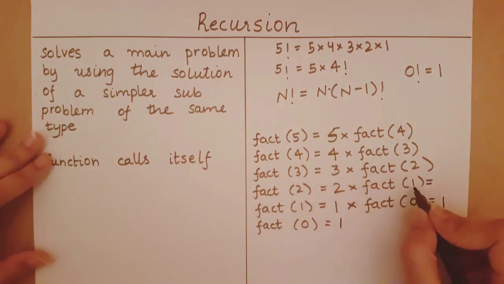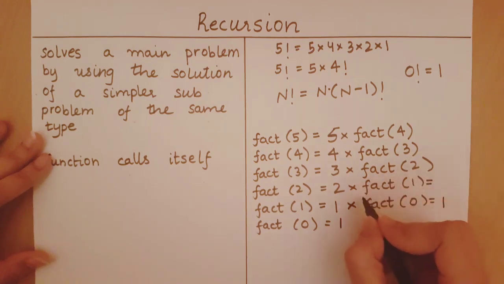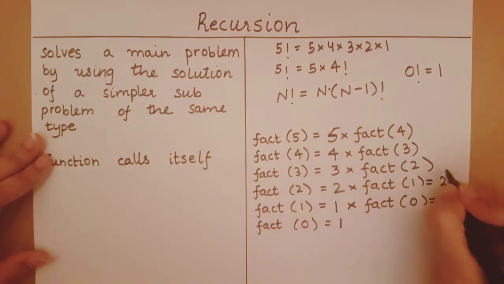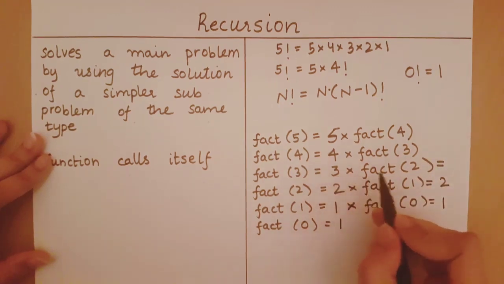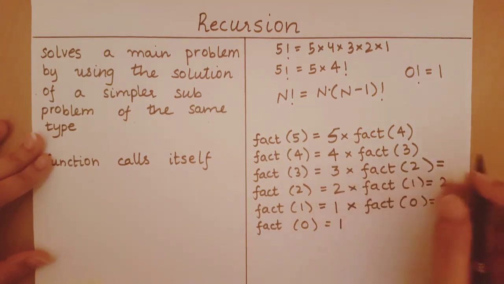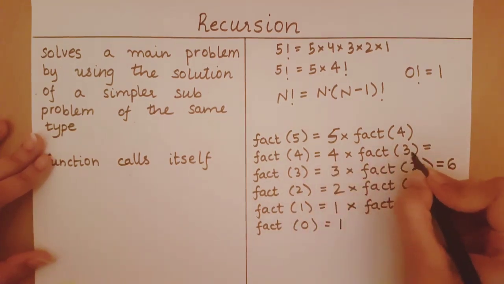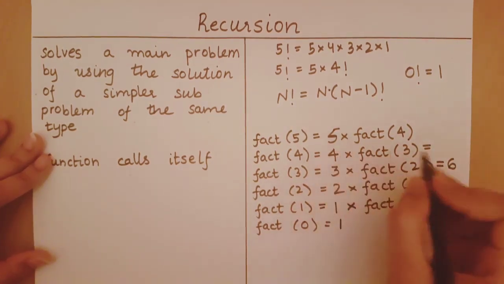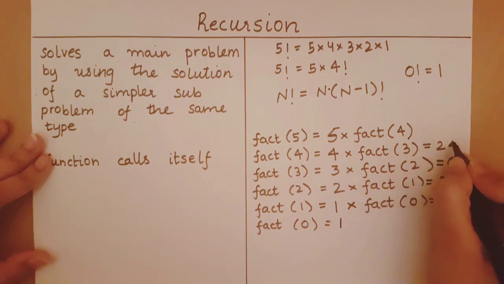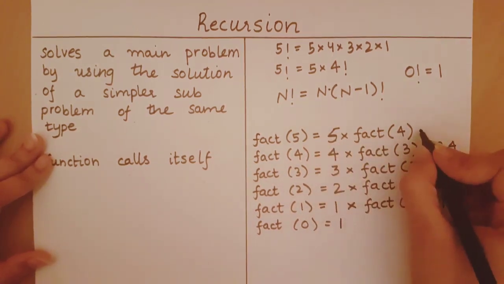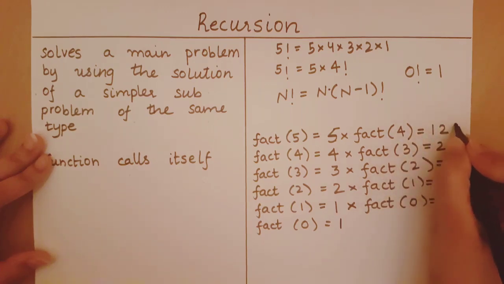So 2 into factorial of 1. I've just now found out that factorial of 1 is 1. So 2 into 1 is 2. Similarly, 3 into factorial of 2, which is 2, which will give me 6. 4 into factorial of 3, which is equal to 6. So 4 into 6 is equal to 24. And finally, 5 into factorial of 4, or 5 into 24, is equal to 120.